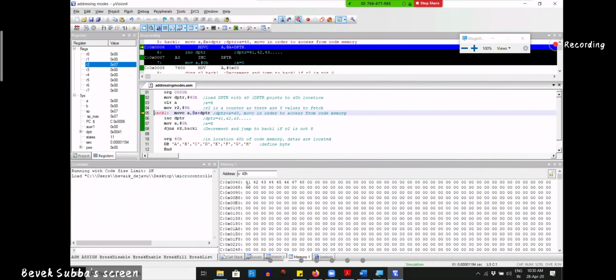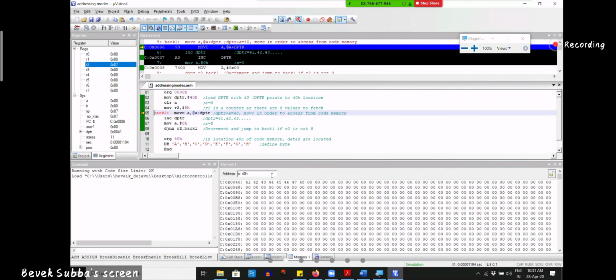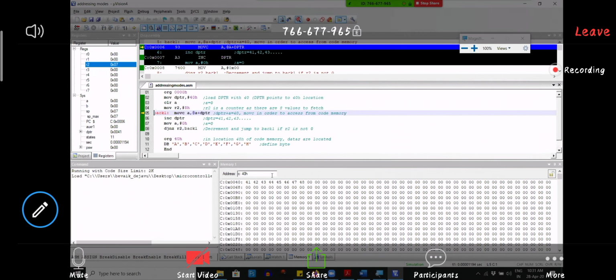This is 40. Please understand this is 40, 41, 42, 43, 44, 45, 46, 47th location. But the values it has are 41, 42, 43, because the ASCII value and the location are the same numbers. So that's why it is a little confusing. But I hope you understood, right? Overall scenario. Yes, sir.